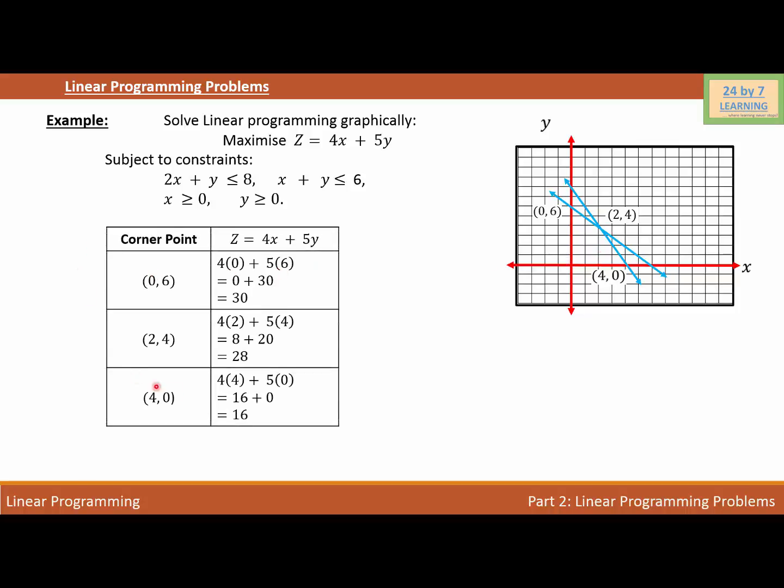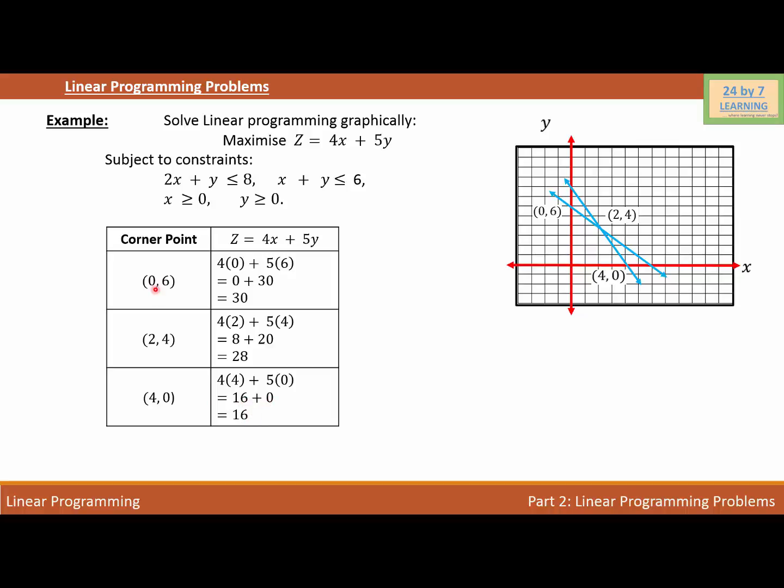So this is my table, these are my corner points, and z = 4x + 5y, which is from here. When x is 0, y is 6, let's substitute the values into this expression. Then we get 4 times 0 plus 5 times 6. 4 times 0 is 0, 5 times 6 is 30, 0 plus 30 is 30. Now for (2, 4), x is 2, y is 4, so 4 times 2 plus 5 times 4. 4 times 2 is 8, and 5 times 4 is 20, so 8 plus 20 is 28. For (4, 0), 4 times 4 is 16, and 5 times 0 is 0, so 16 plus 0 is 16.